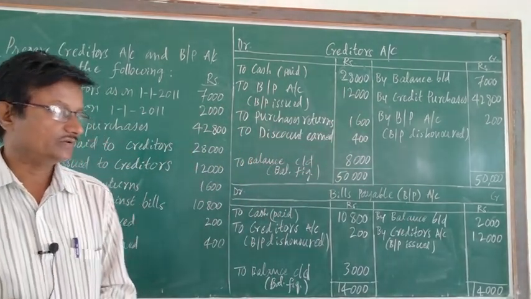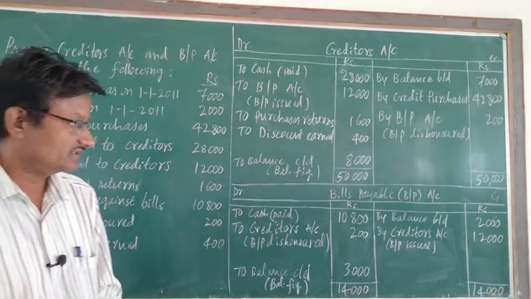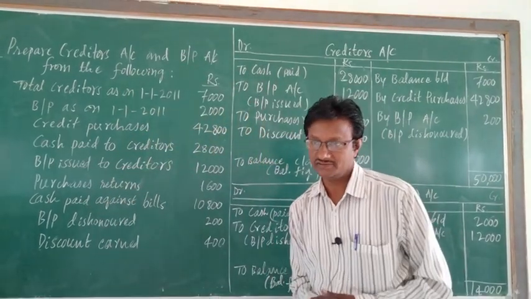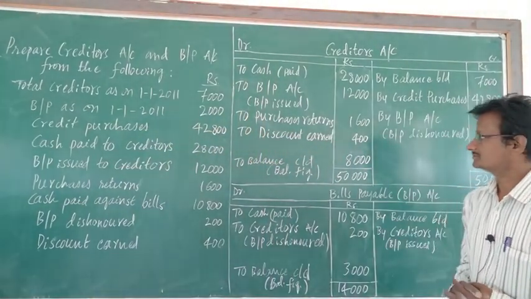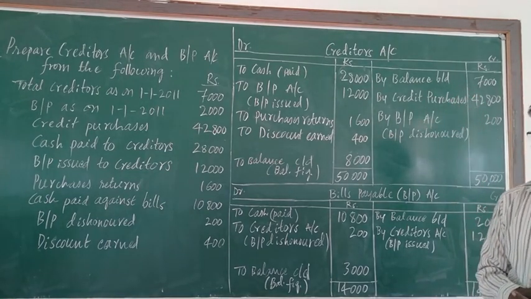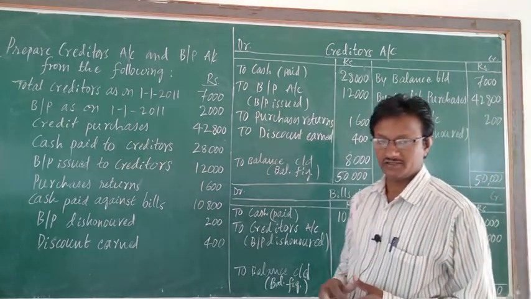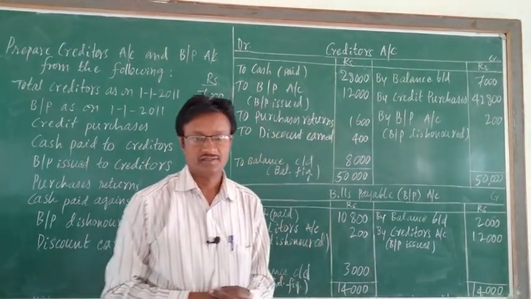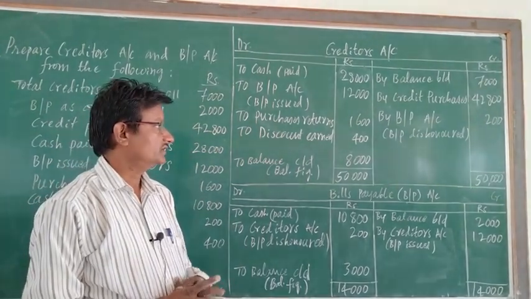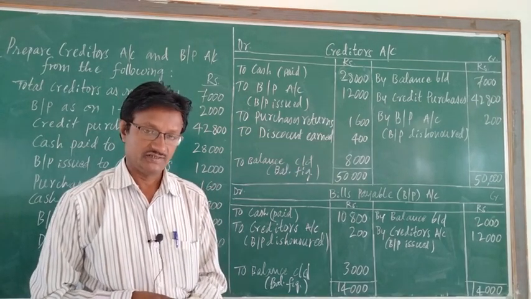So you have to remember the debit entries and credit entries in bills payable account and creditors account. If you remember only the entries on the credit side, that is opening balance, credit purchases and bills payable account for dishonor of bills, if these three items you have remembered, then all other entries we have to take on the debit side of creditors account.